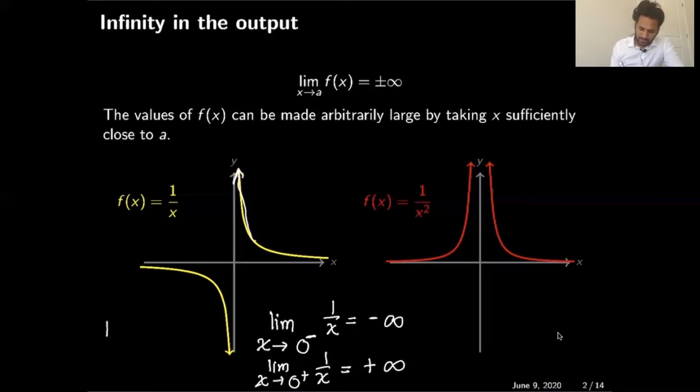So the two-sided limit as x approaches 0 of this function 1 over x is DNE, because the left limit is not equal to the right limit.